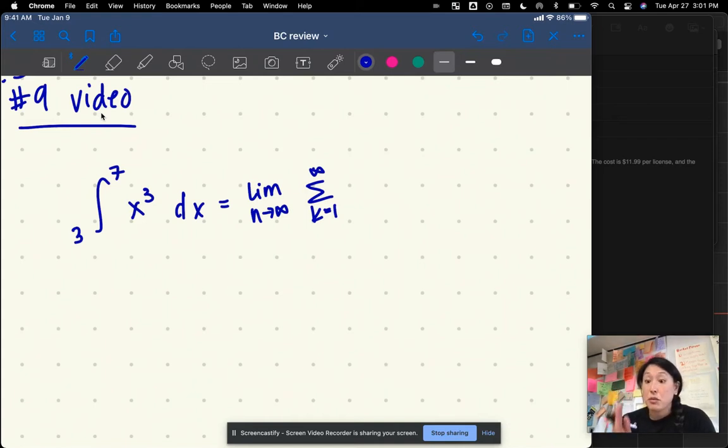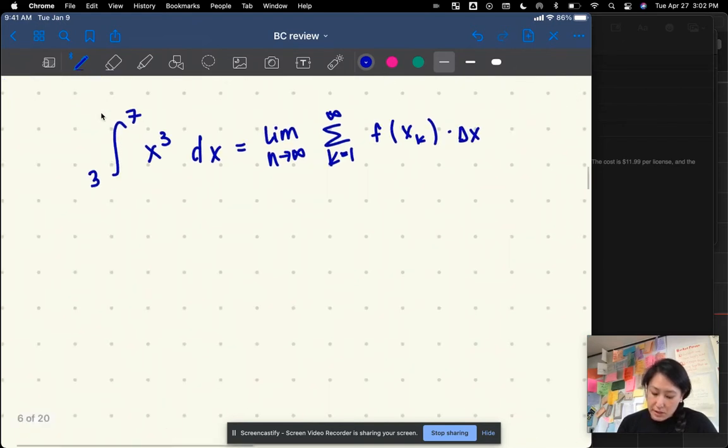So like partition 1 to partition infinity, or rectangle 1 to rectangle infinity. And then we're going to take f of x sub k times the change in x. And we're going to break this down.